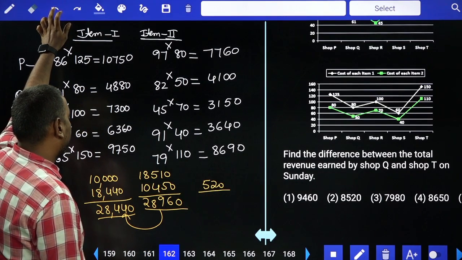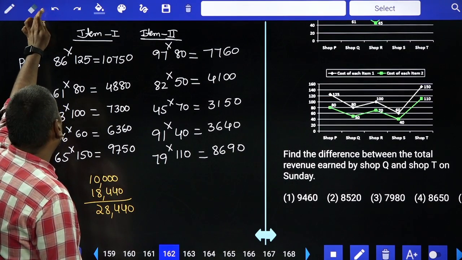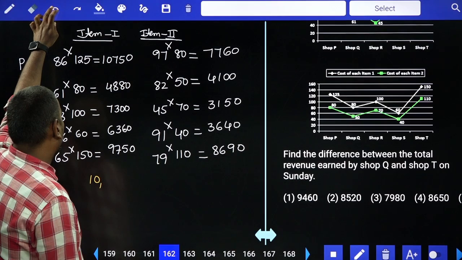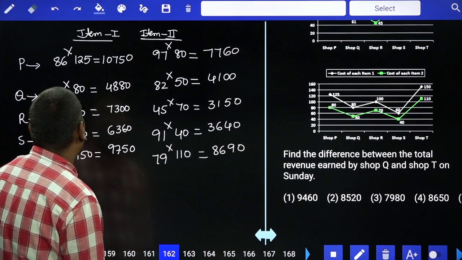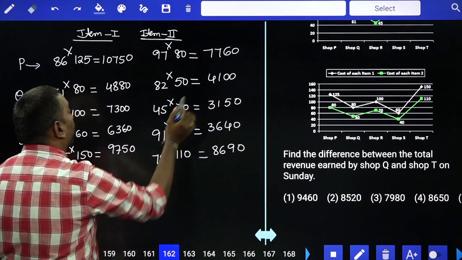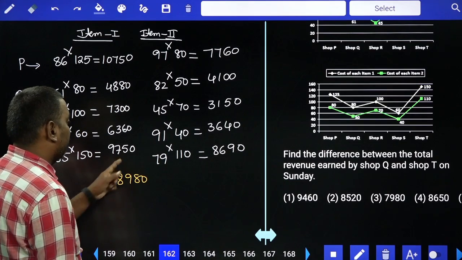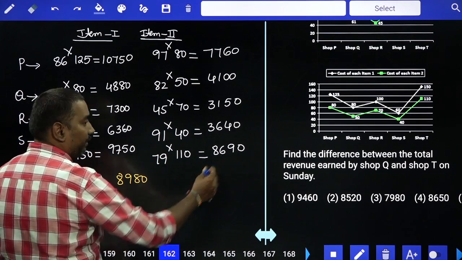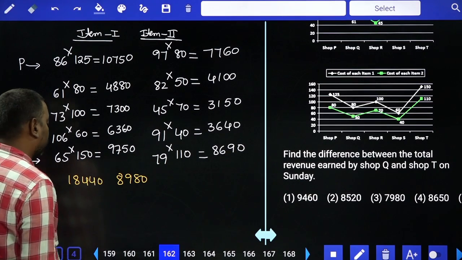Next. Find the difference between the total revenue earned by shop Q and shop T on Sunday. Shop Q is 4,880 plus 4,100, that is 8,980. Shop T we have to add these. We already added it before. Here if we add 250 to this it becomes 10,000, there it is 8,440, so 18,440. They asked for the difference.